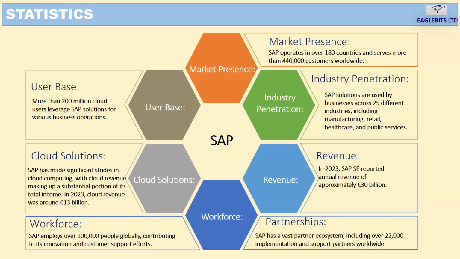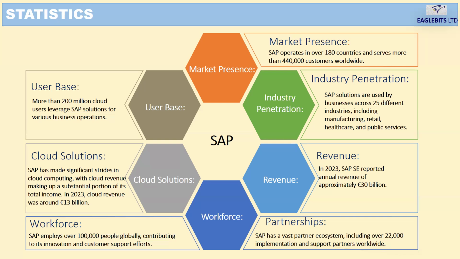In terms of revenue, in 2023, as of last year, SAP reported an annual revenue of approximately 30 billion euros. That's quite huge. In terms of the workforce, SAP has a vast partner ecosystem, including 22,000 implementation and support partners worldwide. SAP employs well over 100,000 people globally, contributing to its innovation, customer support, and other efforts. When I talk about 100,000, probably it's just direct employees of SAP.